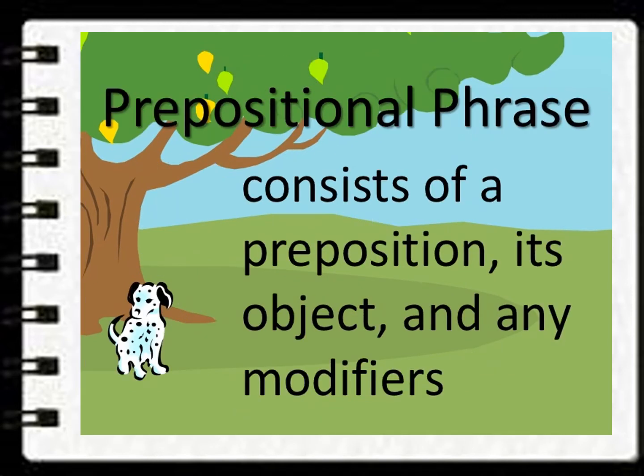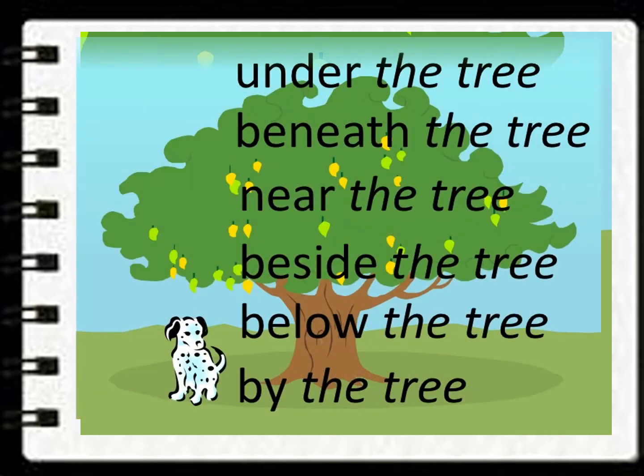How about a prepositional phrase? A prepositional phrase consists of a preposition, its object, and any modifiers. I repeat, a prepositional phrase consists of a preposition, its object, and any modifiers. Example: under the tree, beneath the tree, near the tree, beside the tree, below the tree, by the tree. These are all prepositional phrases.